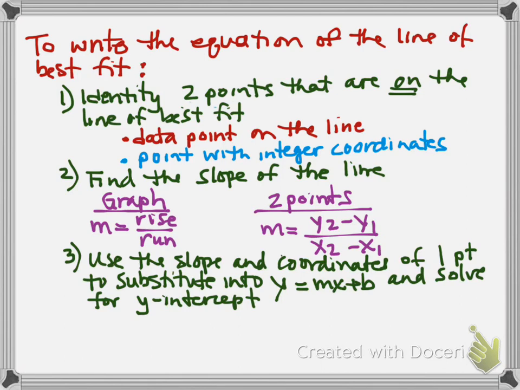The whole point to scatter plots is to make predictions based on the trend we see happening. Now, the packet and the new book use the word conjecture, which means an educated guess.